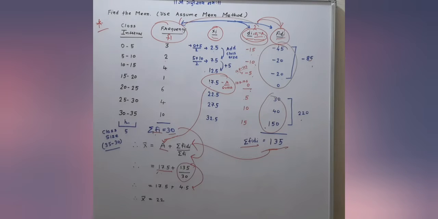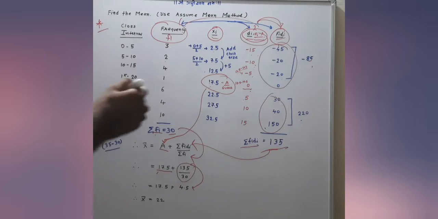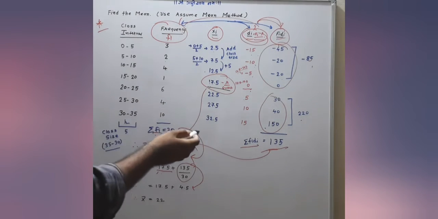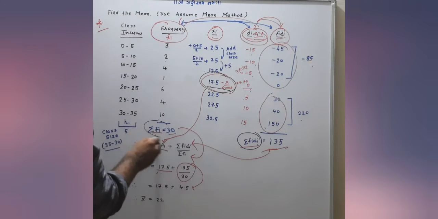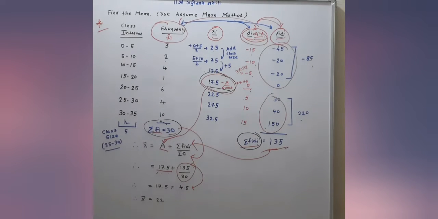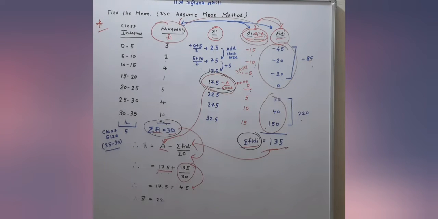So this is the assuming method. The main thing you have to remember is to guess A, then find sigma fidi and sigma fi. Those are the very important values that you need to find whenever you are doing the assuming method.